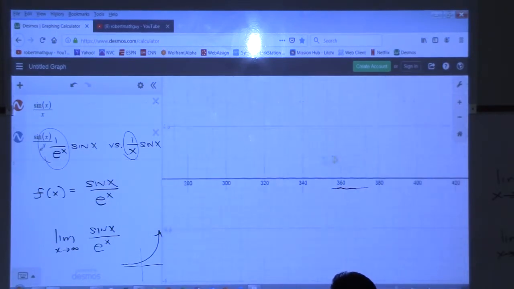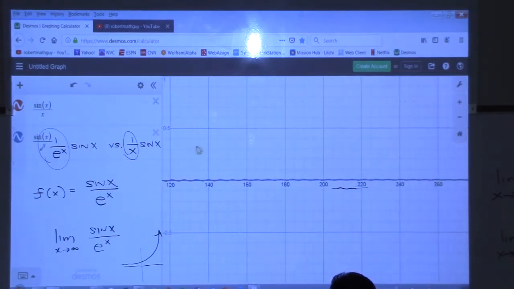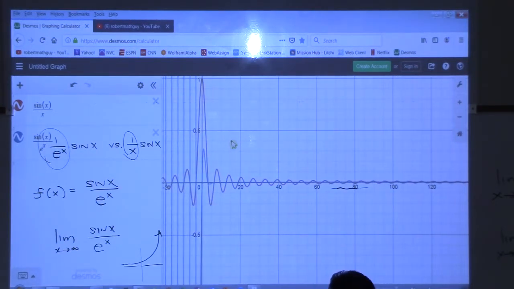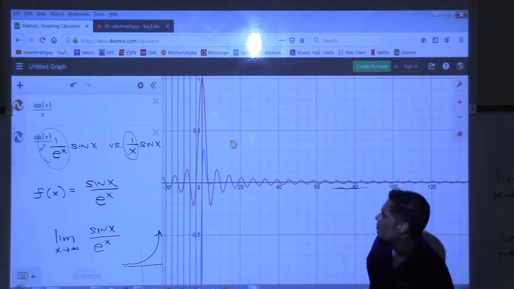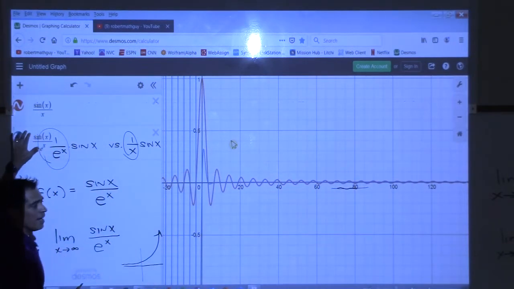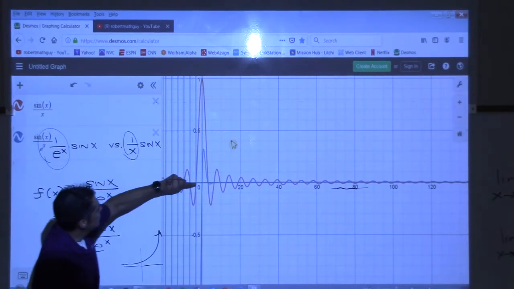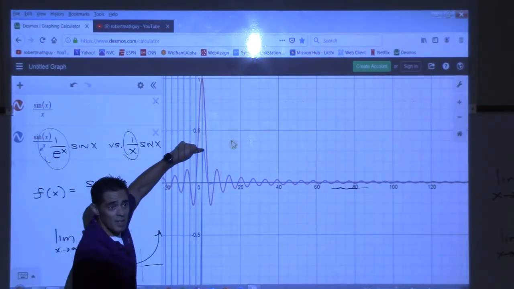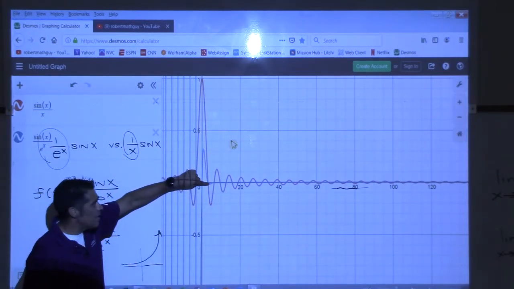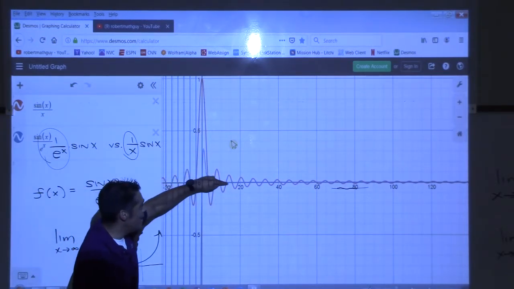Okay, I need to move this back over here so we can compare them. Wow. Okay, so the blue one is sine x over e to the x. Right here is 0, so it starts trying to be a sine function, right? But right away, that amplitude starts getting smashed down. And look, it almost goes like flatline, doesn't it?